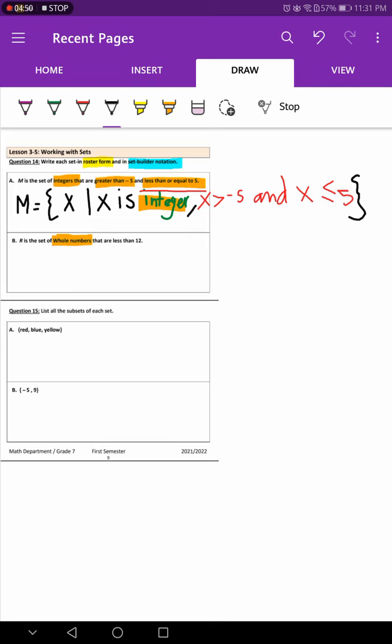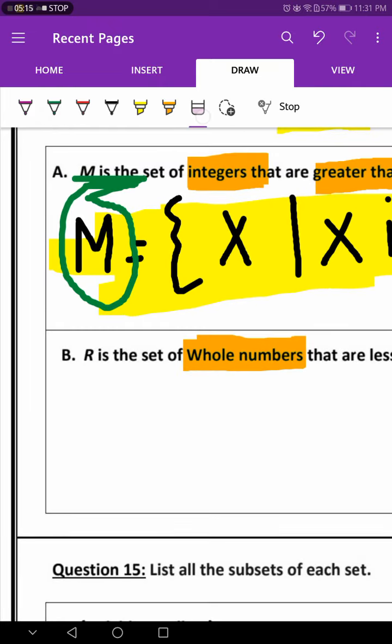Okay, remember that it is divided into three parts. For example, this is the first part, the same for all sets, but I change the name of the set. The name of the set, I get it from the question, which is M here. Yes? Okay, my dear student. The M is coming from here.